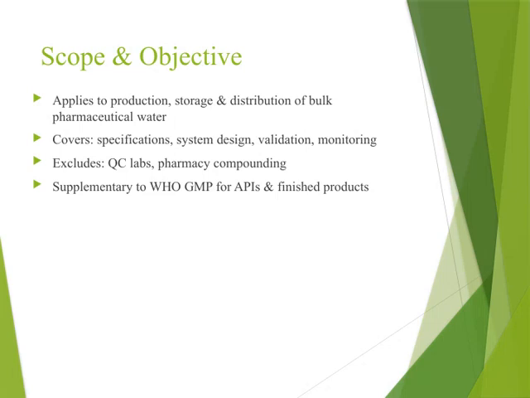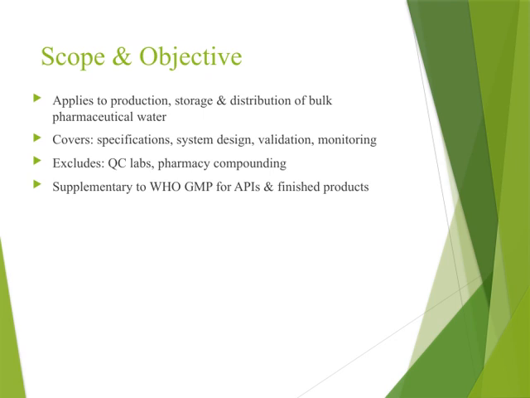Let's take a closer look at the scope and objectives of this guideline. It specifically applies to the production, storage, and distribution of bulk pharmaceutical water. This means we're focusing on the processes involved in generating and handling large quantities of water used in pharmaceutical manufacturing. The guideline covers several key areas, including the specifications for water quality, the design of the water systems, validation processes, and ongoing monitoring to ensure quality is maintained. These are all critical to ensure the water used meets strict pharmaceutical standards and supports product safety.